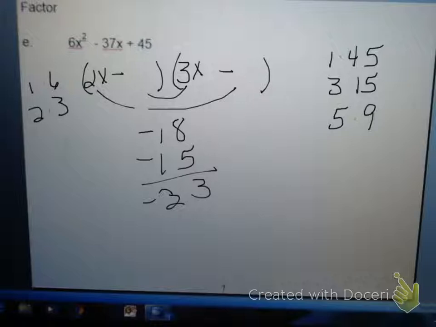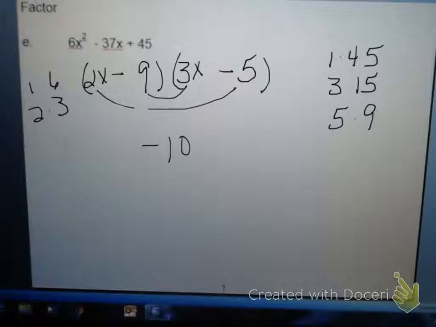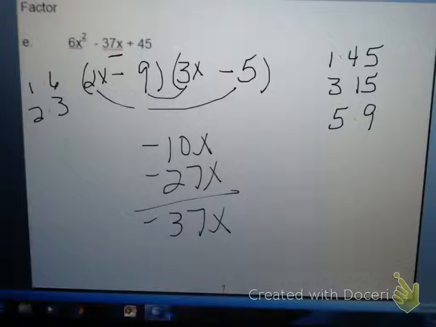So let's switch the 9 and the 5 around. So my outside term is a negative 10x, and my inside is a negative 27x, which is negative 37x, and that is my middle term. So I am done.